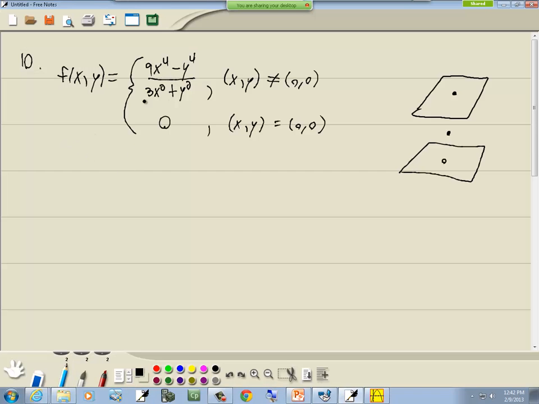Well, this top part here factors. So 9x to the fourth minus y to the fourth is the difference of two squares. That's (3x squared plus y squared) times (3x squared minus y squared), over 3x squared plus y squared. That's this top piece. So if I factor the top, I see that this cancels with this, and I'm left with 3x squared minus y squared. Now again, if we put the 0 and 0 in for the x and y, I see this equals 0.